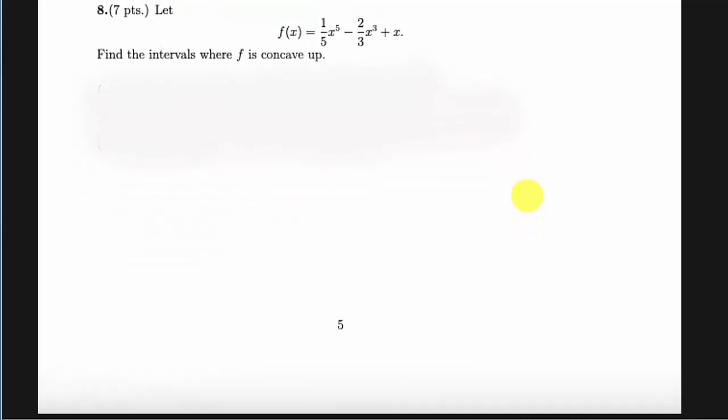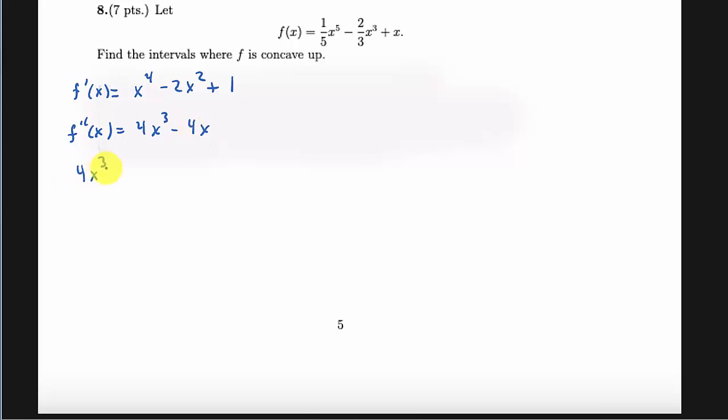All right, so here they want us to find where f is concave up. Obviously we'll find concave down also, but all they're wanting is concave up. So I've got f prime of x is equal to x to the 4th minus 2x squared plus 1. All right, so there's f prime. But remember, for concavity, we need the second derivative. And so that's going to be 4x cubed minus 4x.